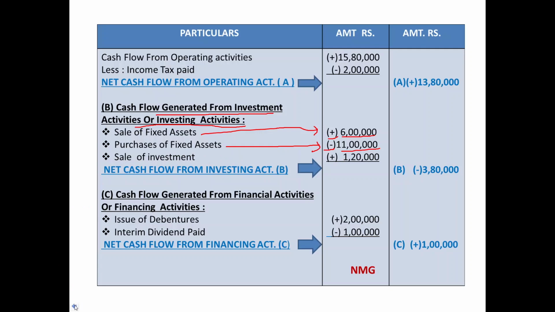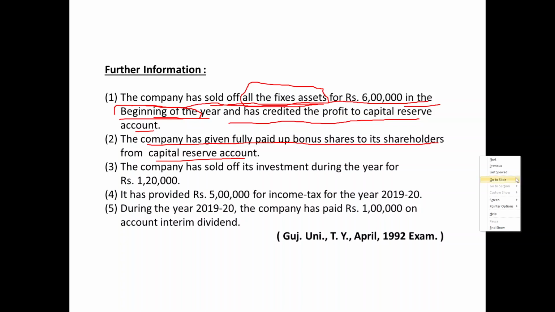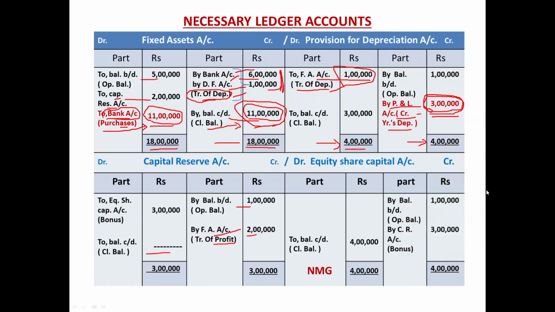Let us verify the additional information once again. For the next point of the question, point number 2. The company has given fully paid up bonus shares to its shareholders from capital reserve account. Over here, the ratio of bonus has not been given. Normally, we are habituated with the ratio of bonus shares. It has not been given. Does not matter. Let us verify the capital reserve account to find out how much bonus has been given.